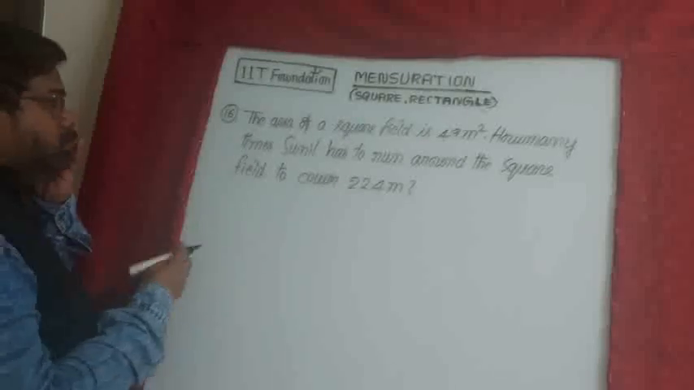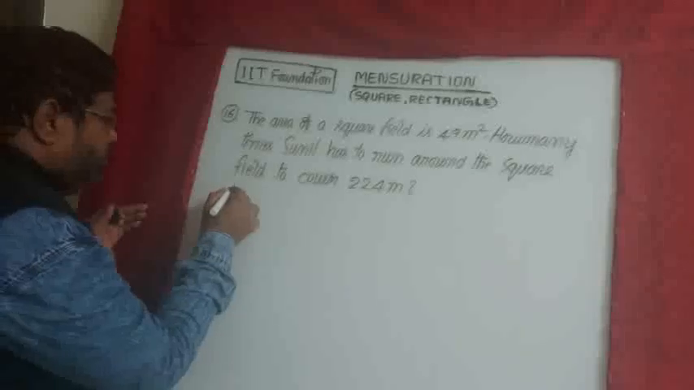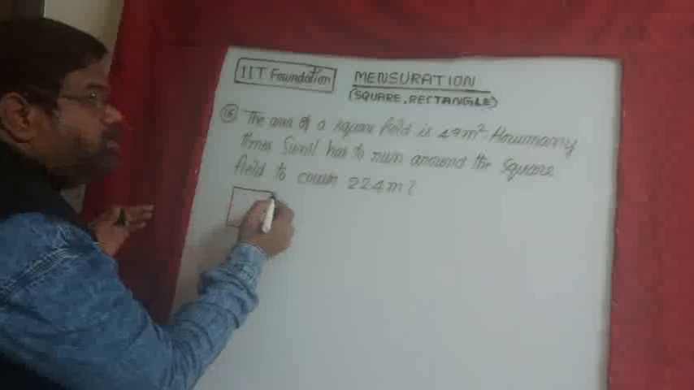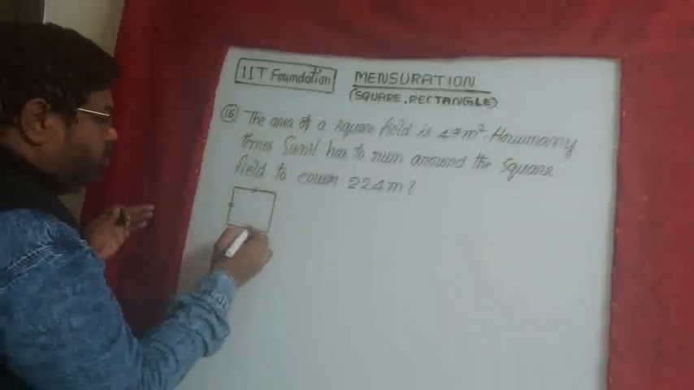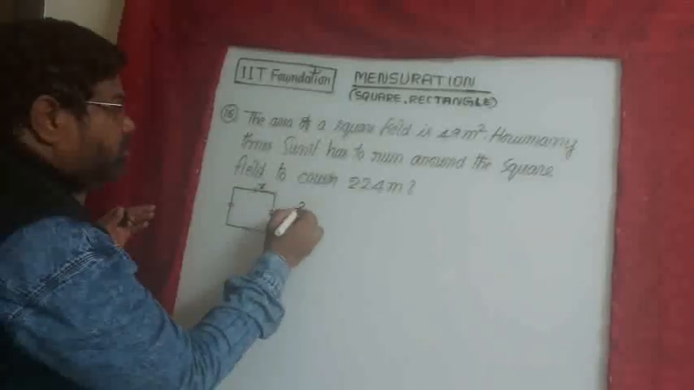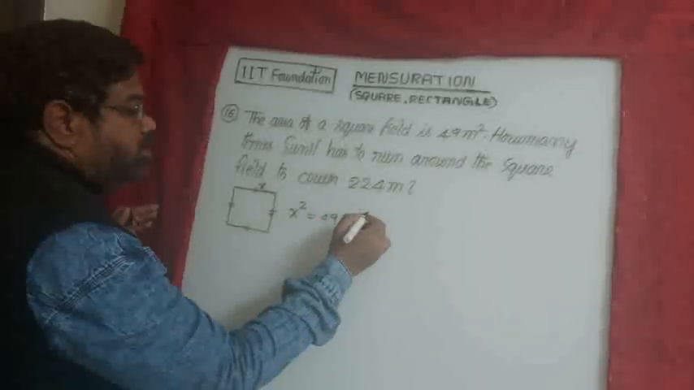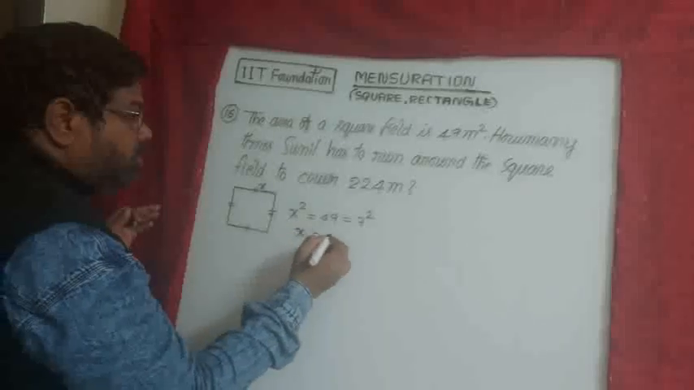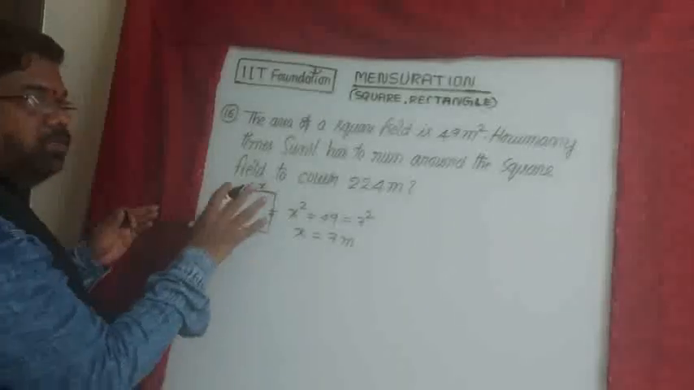The area of a square field is given. Let each side be x. Area means x squared. It is given as 49 square meters. Now 49 can be written as 7 squared. So x squared is 7 squared, so x equals 7 meters. So each side we got.